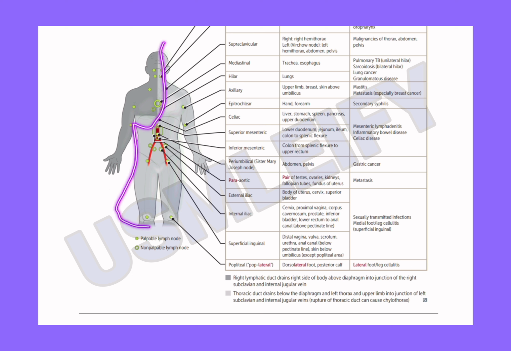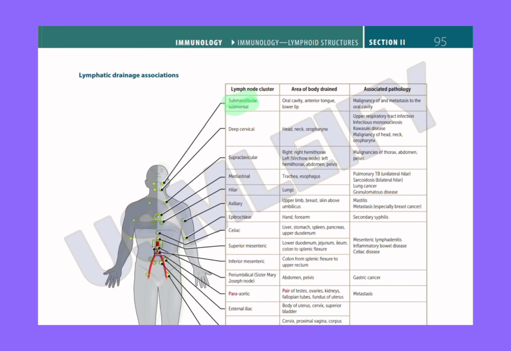So the left side and everything below the diaphragm drains into the thoracic duct, whereas the right lymphatic duct drains the right side of the body above the diaphragm into the junction. The thoracic duct drains below the diaphragm, the left thorax, and the upper limb into the junction of the left subclavian and internal jugular. This is all about lymphatic drainage and associations.